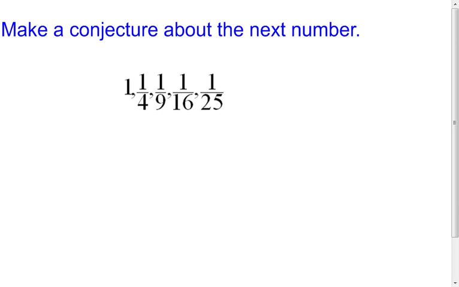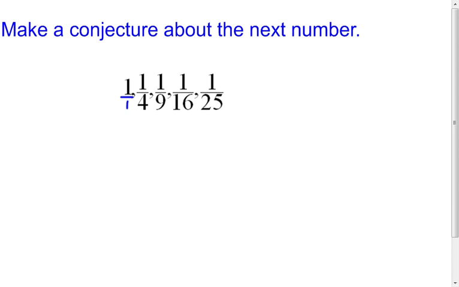See if we can make a conjecture on this one. And again, I would try to push pause, see if you can come up with what the next number is in this sequence of numbers. The way I look at this one is I notice I have a bunch of fractions except the very first one. But what I'm going to do is I'm going to turn that very first one into a fraction of 1 over 1. Because now it follows the same pattern that all the rest of them do.